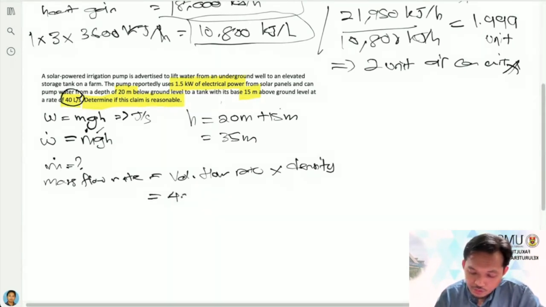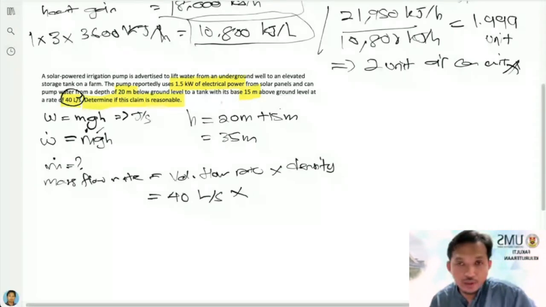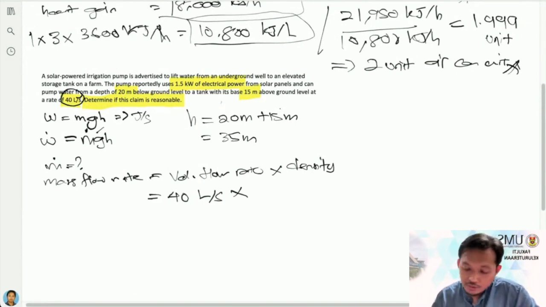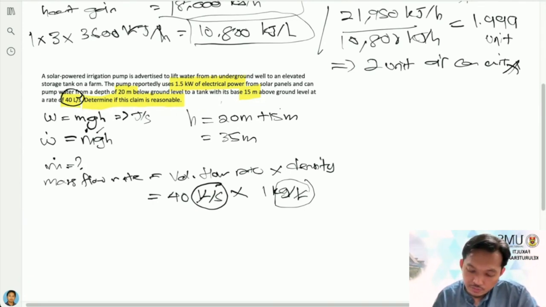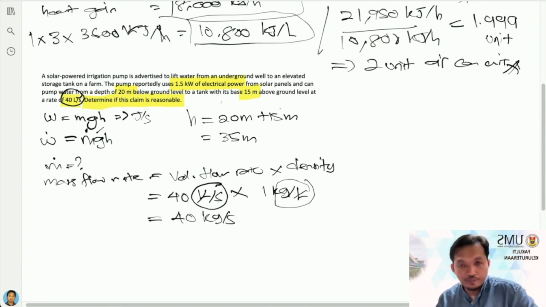So you have 40 liter per second, times 1,000 kilogram per meter cube, or if you express it in terms of liter, because the volume flow rate is expressed in liter, the density of water equals 1 kilogram per liter. Make sure that you have the right unit. In this case, the liter will cancel out, and you're going to have 40 kilogram per second. So this is basically your mass flow rate. Now, having this, we can simply use this formula.